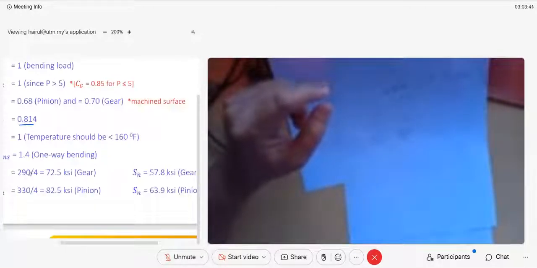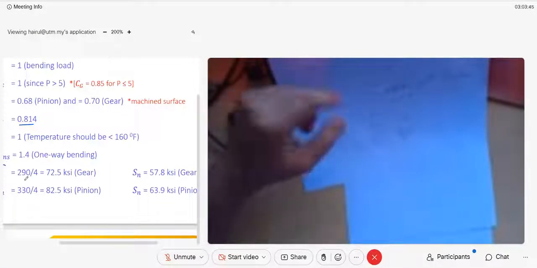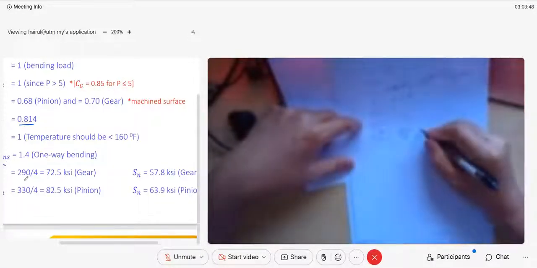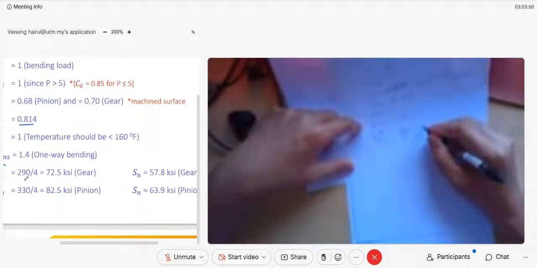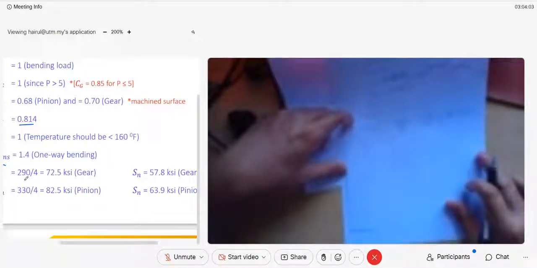Just now, SN prime is always what? If hardness is given, you divide by 4. That will be your SN prime. So for the pinion, since the hardness is 330, divided by 4, we have 82.5 KSI. This unit is in KSI, be careful, KSI times 1000 is PSI.